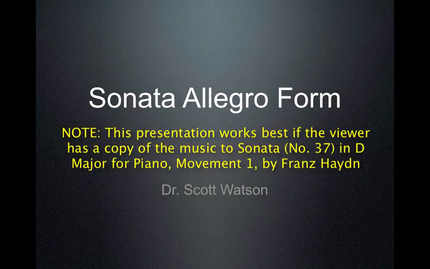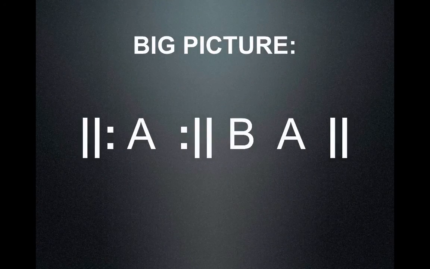In this recording, we'll be taking a look at Sonata Allegro form, one of the most important forms in all of Western music. The big picture is that Sonata Allegro form is an elaboration of rounded binary form in that there is an introductory section, there's a departure from that, and then there's a return. And so in that sense, it's connected to rounded binary form.